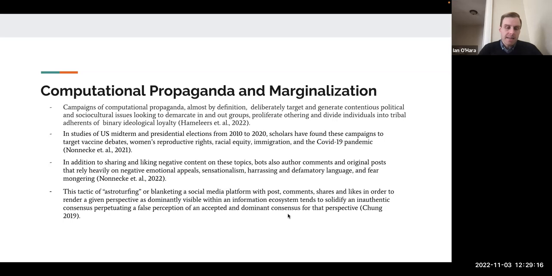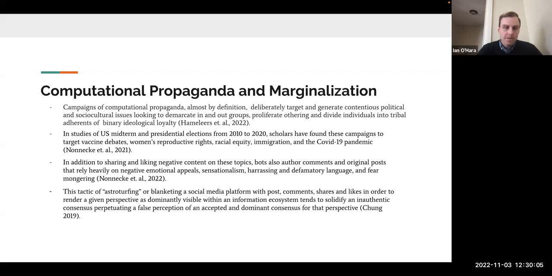And a lot of this tactic is often referred to as astroturfing, or blanketing a social media platform with posts, comments, shares, and likes in order to render a given perspective dominantly visible. So if you overwhelm an algorithm and you know what that algorithm prioritizes, you can push whatever narrative you'd like to the top, to the surface, and get it in front of the eyes of the most number of people possible. You can render that as the dominantly visible narrative and perspective within a given social media platform relatively easily.